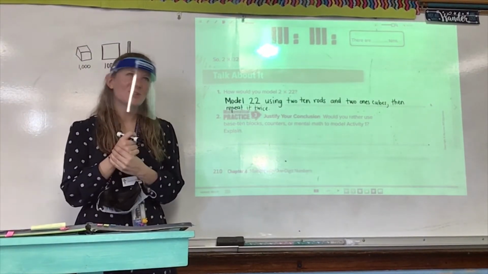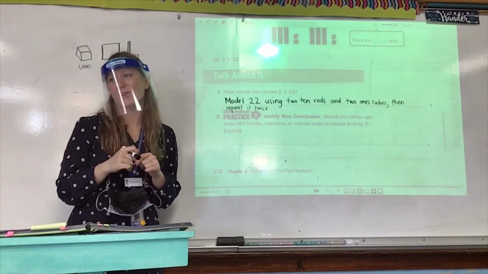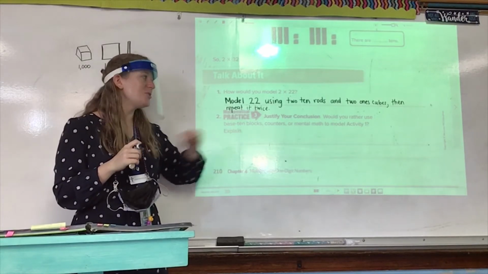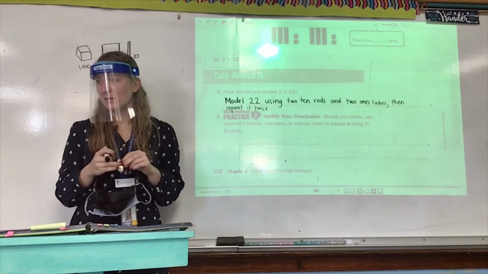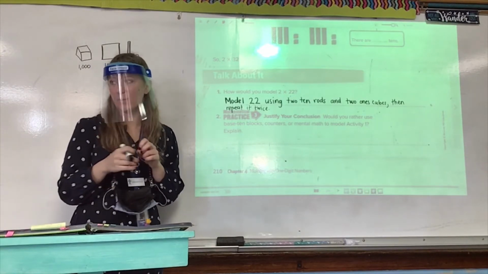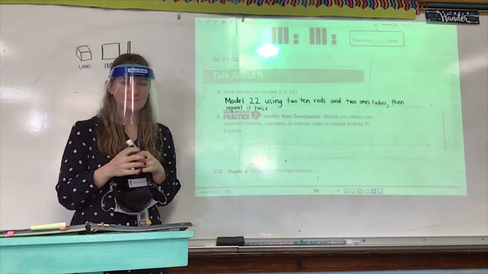So what I want to ask, I should have said this. I think I usually do this, I just forgot. Would you rather use base 10 blocks or counters, and why? So once you have a good answer that you're proud to share, raise your hands.